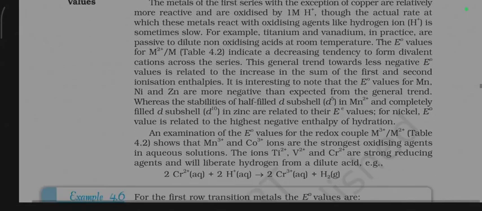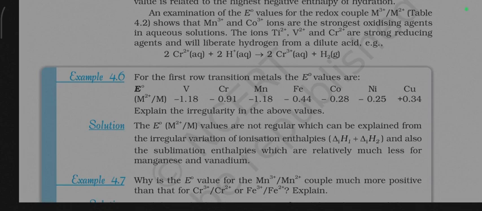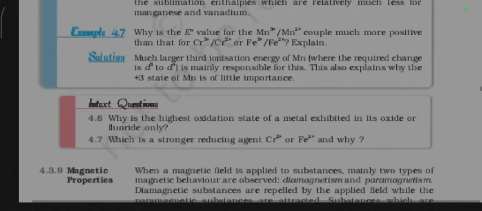An examination of the E naught values for the redox couple M3+/M2+ in Table 4.2 shows that Mn3+ and Co3+ ions are the strongest oxidizing agents in aqueous solution. The ions Ti2+, V2+ and Cr2+ are strong reducing agents and will liberate hydrogen from a dilute acid. 2Cr2+(aq) + 2H+ gives 2Cr3+ + H2.